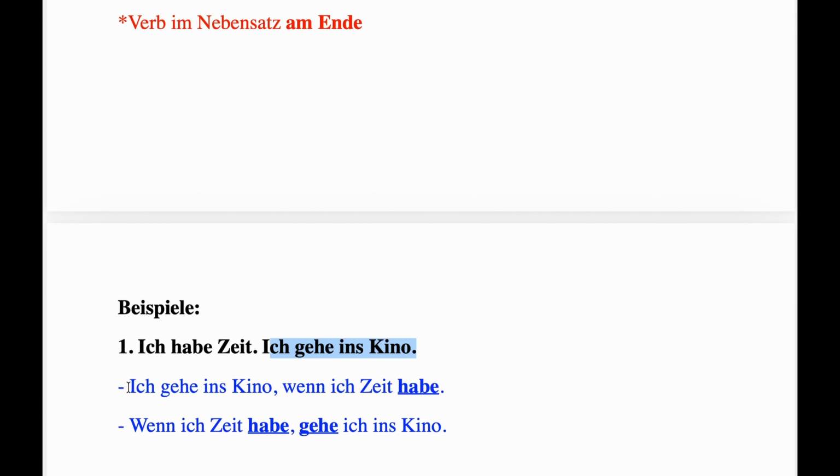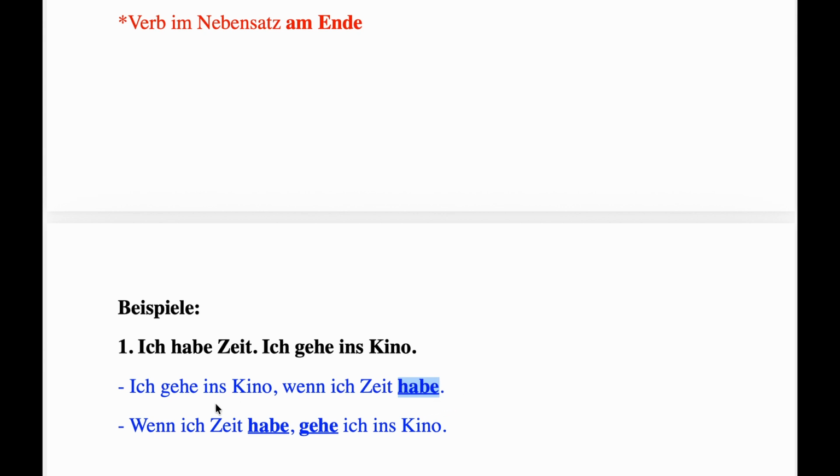So, ich gehe ins Kino, I am going to the cinema, wenn ich Zeit habe. This is my condition that if I have time, then I go to the cinema. Or whenever I have time, I go to the cinema. Clear? So, first, we are beginning with the main clause, we are putting the connector, and the conjugated verb of this sentence is in the end. This is the first sentence structure.